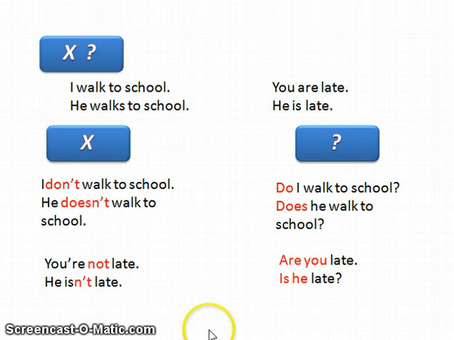In the question form, what you do is you invert the position. So you are late becomes are you late, the verb comes first. In the case of he is late, the verb comes first and becomes is he late.